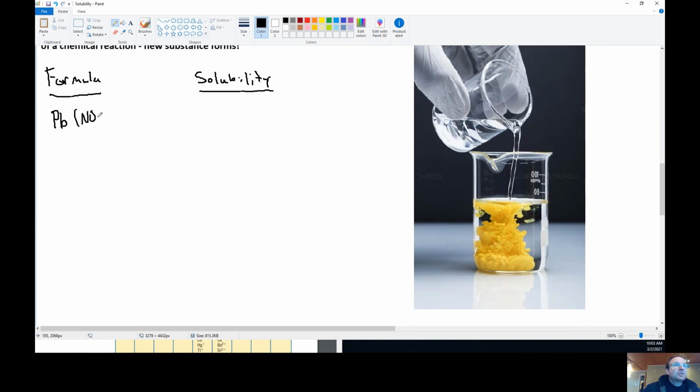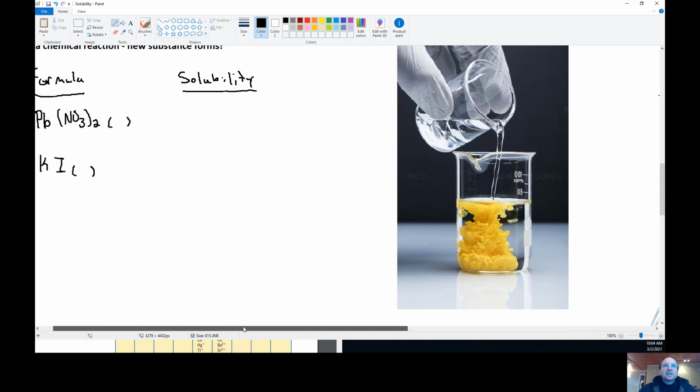Obviously, this is going to be lead 2 nitrate. And is it soluble? We know from above it's a solid, but what I'm going to put in here is aqueous if it's soluble. And then let's check potassium iodide. Interesting. Is it soluble? Again, if it is, I'll put AQ here because that'll mean we can dissolve it. So once you've got those two written out, look on your solubility table.